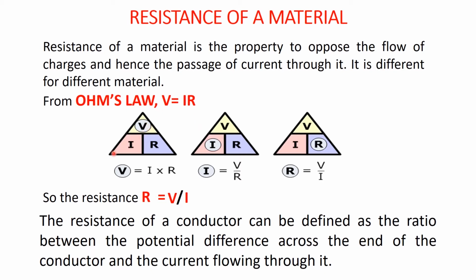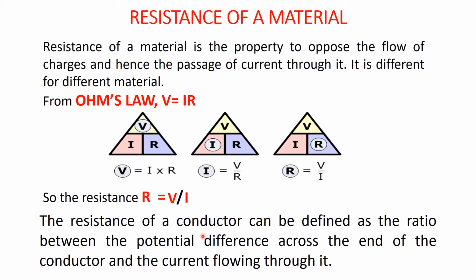If we put Ohm's law in a pyramid, we can easily see each quantity's formula. So in this pyramid, V is on top, and I and R are below. V is nothing but I into R, whereas I is equal to V divided by R, and R is nothing but V divided by I. So the resistance is given by R is equal to V by I. In this expression we can find what resistance is.